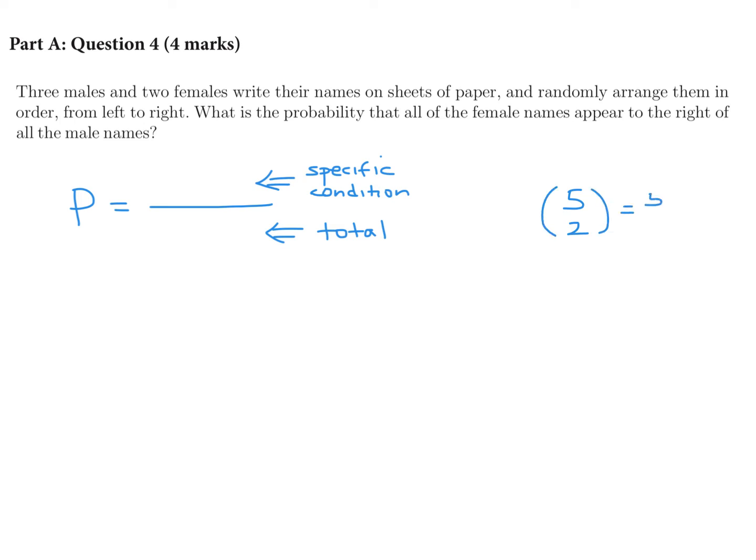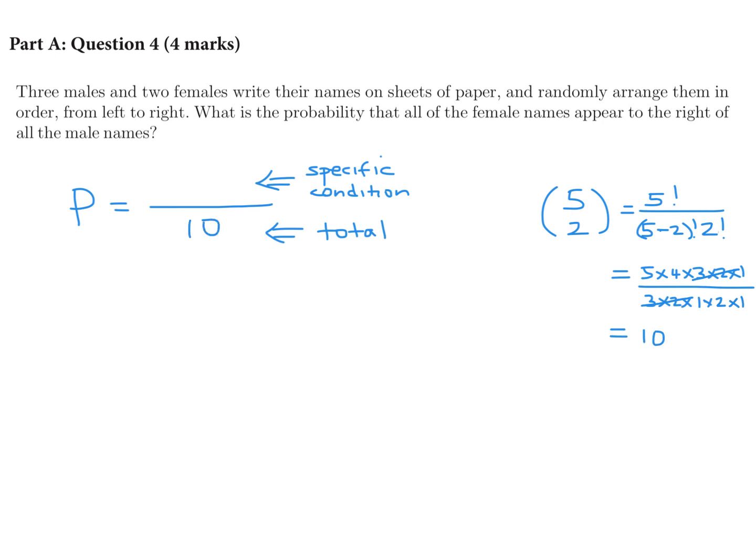And 5 choose 2 is 5 factorial over 5 minus 2 factorial over 3 factorial. So that looks like 5 times 4 times 3 times 2 times 1 over 3 times 2 times 1 times, that should be 2 factorial, times 2 times 1. So this cancels with that, and then we get 5 times 4 divided by 2, so 10. So 10 goes there.